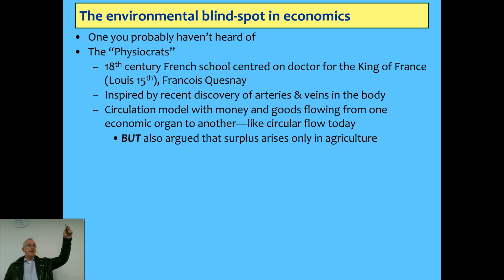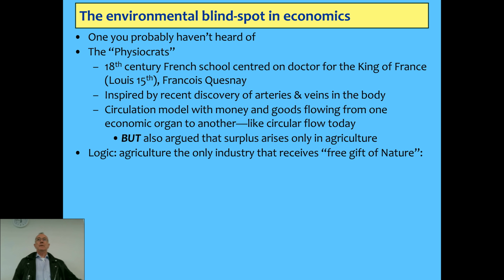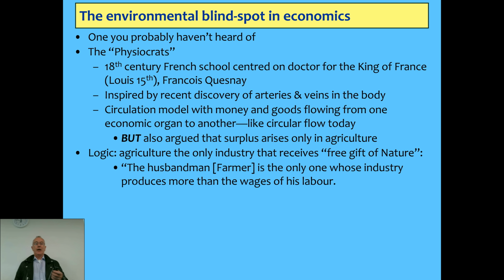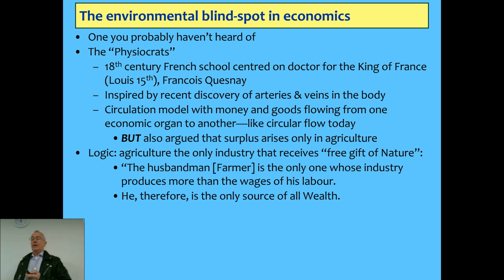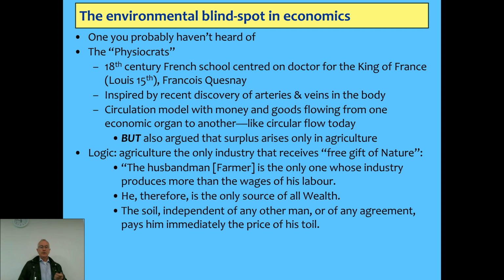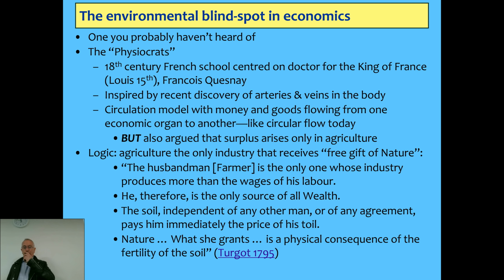With that vision, they said, well, the only way this can happen is we're getting a free gift from nature, and that's what they literally called it. The husbandman, the farmer, is the only one whose industry produces more than the wages of his labour. He, therefore, is the only source of wealth. This is a direct quote, I think, from Cantillon. The soil, independent of any other man, pays him immediately the price of his toil. Nature grants a physical gift, effectively. Now, that's correct.